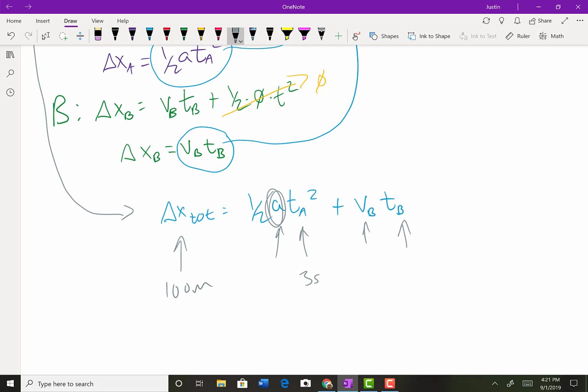And I do know TB. I just found it. It was 6.69 seconds. So if I can replace VB with something that has A in it, then I could solve for this thing. So let's try that. I would look at my kinematic equations, and the first thing that would come to mind would be velocity. Final velocity of anything at any moment is equal to the initial velocity plus the acceleration times the time.